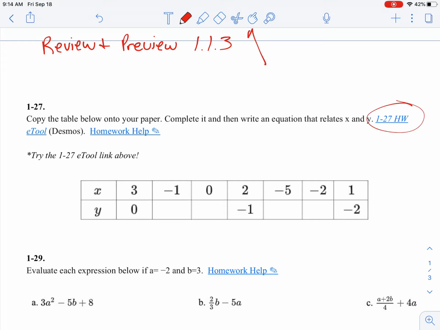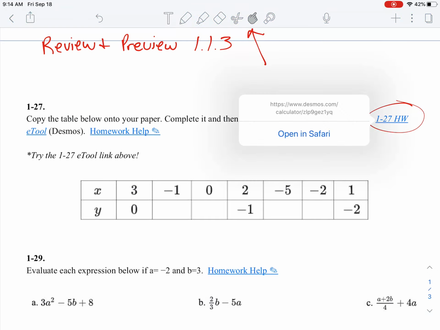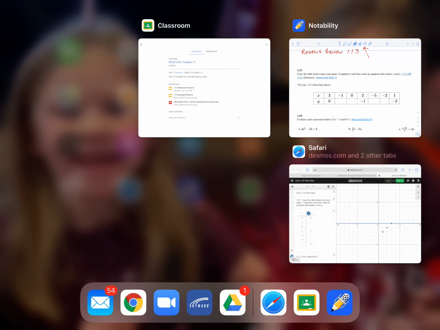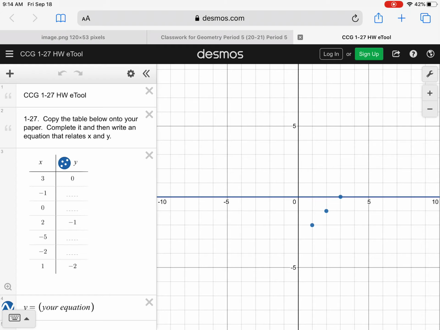127 homework tool, you could use the pointer finger and open it in Safari. I've already done that to make sure it didn't take too long. But if you do that, it makes this problem a little bit easier. So I'm just going to switch screens here to show you that once you open up the Desmos tool, it will show that same table of values that is in your homework assignment, and then it also shows you 3 of the points that were given.